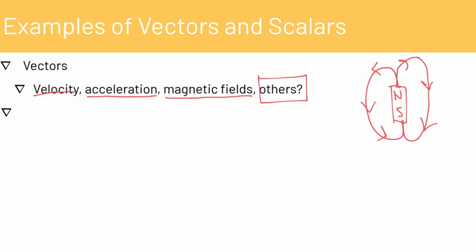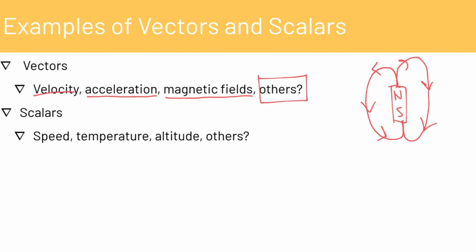And then we have scalars. So let's look at some examples of scalars here. So anything that has a magnitude but doesn't have a direction. So speed as opposed to velocity. So speed is the scalar of velocity. So it's the magnitude of velocity. It doesn't have direction. It just has the magnitude.